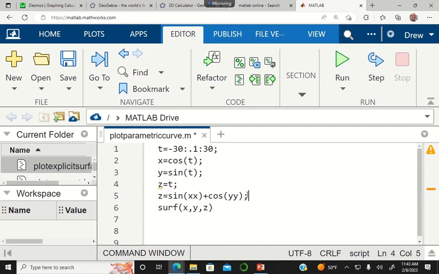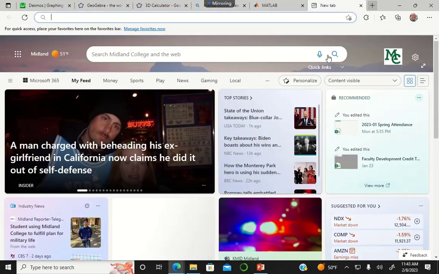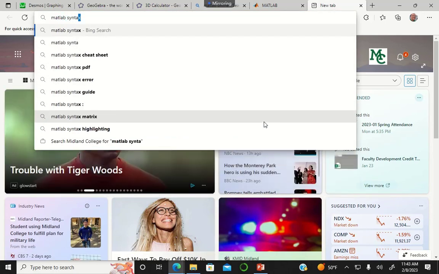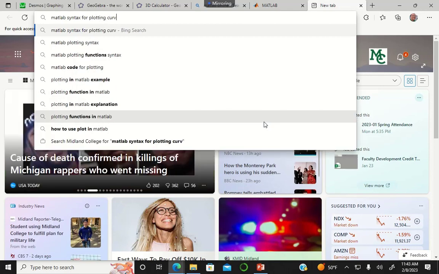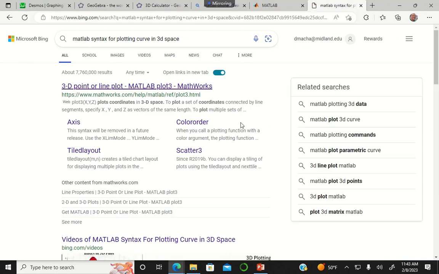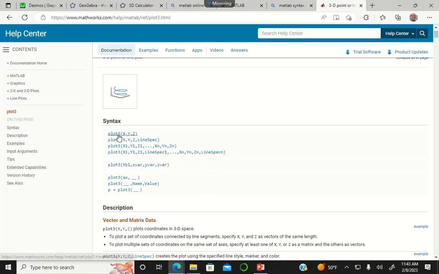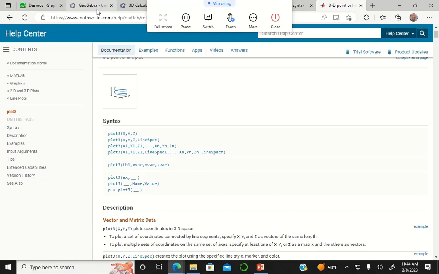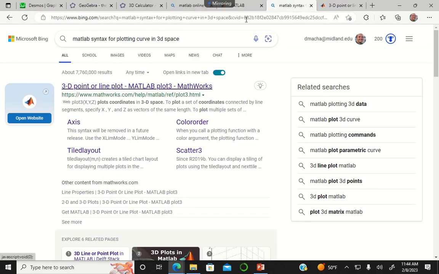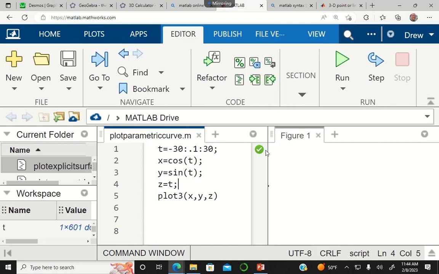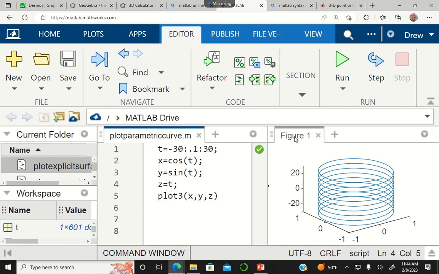Like that. And then what I want is not the surface plotter in MATLAB, but I need some other kind of plotter. And I don't know what the syntax is, so I would go to Google, and I would say, Google, tell me what the MATLAB syntax is for plotting a curve in 3D space. And I think what I want is called a 3D line plot, and so it looks like what I should type in is plot3(x,y,z). Let's try that. Ta-da, okay. Save it, run it, and see what we get here. Perfect. That's exactly what we wanted.